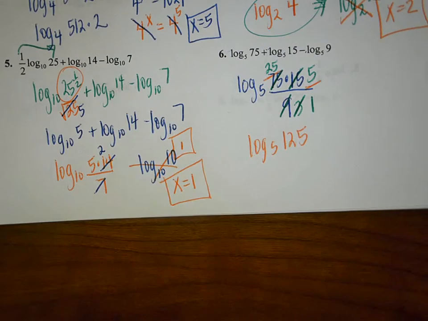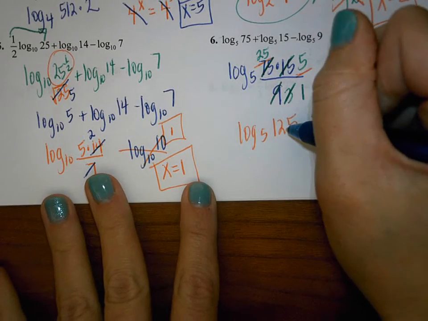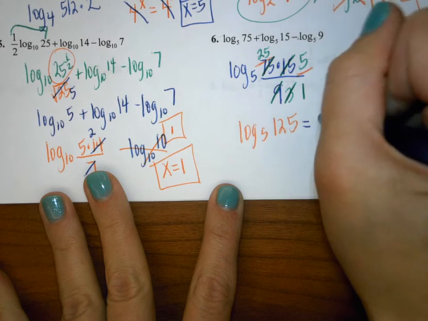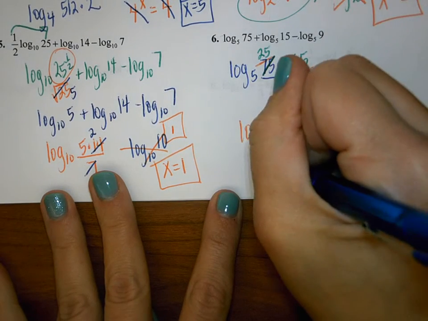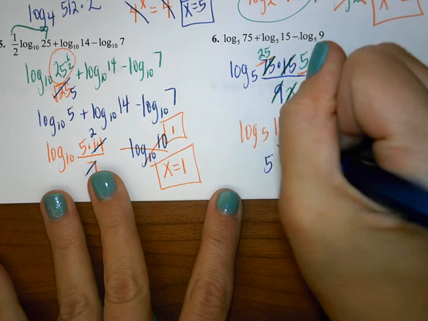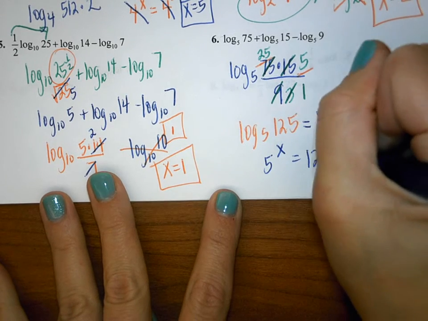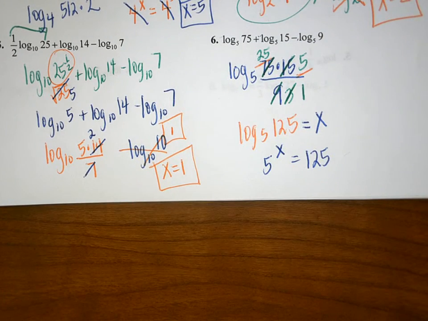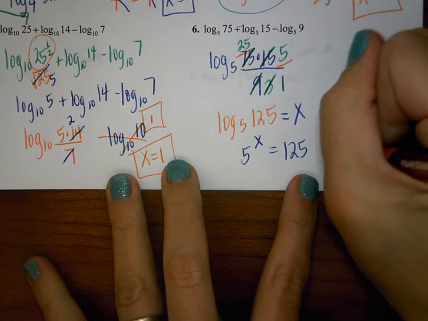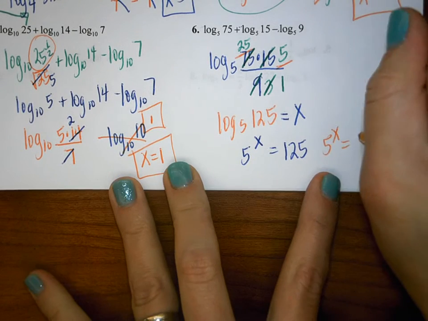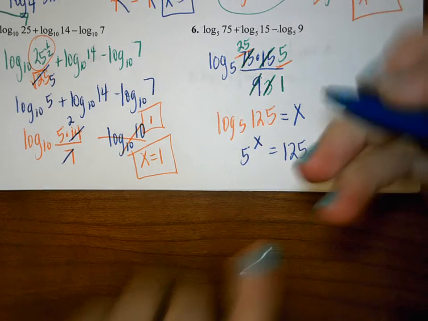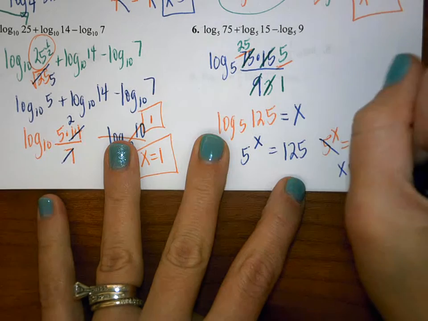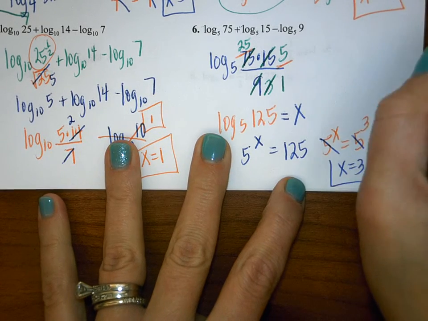And you could solve this either way by changing 125 to base 5, or if you just wanted to go ahead and put the exponent equation, you would write equals x, change it to an exponent. I have 5 to the x equals 125. I again still have to get my base 5, so I have 5 to the x equals, and 125 is 5 to the third power. We drop our bases, and x equals 3. And that's your answer.